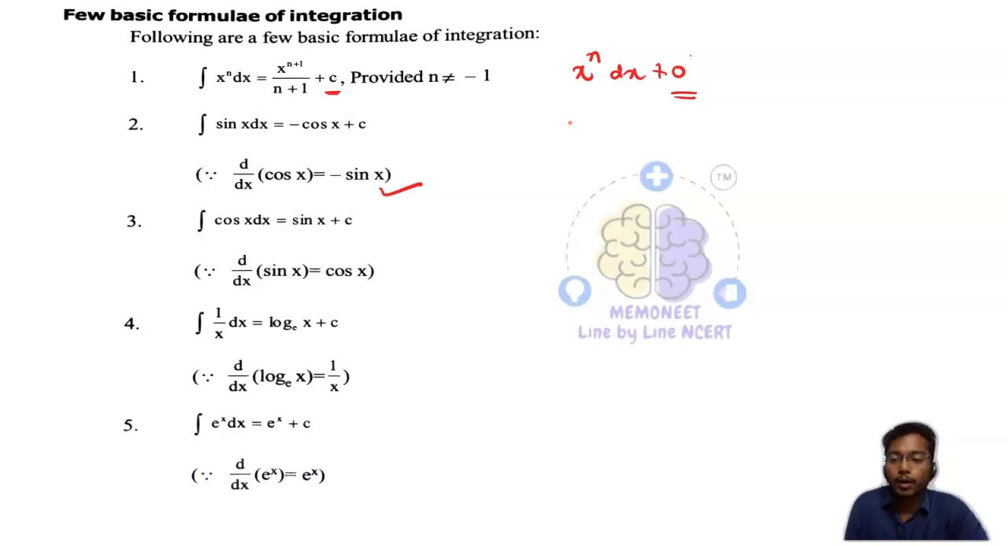Okay, integral of 1 upon x dx. What will be the differentiating value of log x? The derivative of log x is 1 by x. When we differentiate log x we get 1 by x, and when we integrate 1 by x we get log x. And e to the power x on integrating will have the same value, but only the constant will be added here.